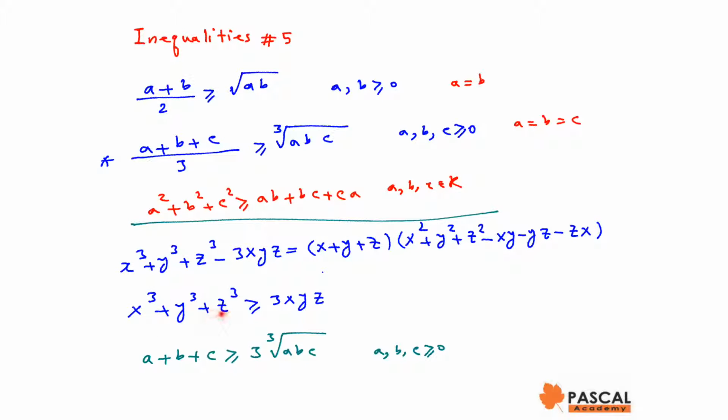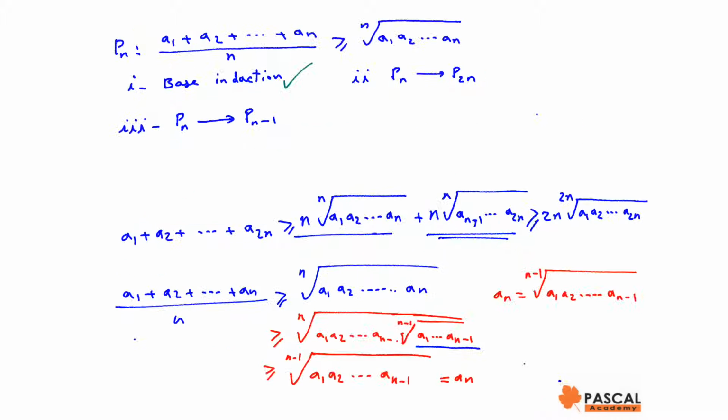Therefore, x³ plus y³ plus z³ is greater or equal than 3xyz when x, y, and z are non-negative real numbers. If we assume x³ is a, y³ is b, and z³ is c, we have a plus b plus c greater or equal than 3 times the cube root of abc for a, b, and c greater or equal than 0. Equality holds when a, b, and c are equal.